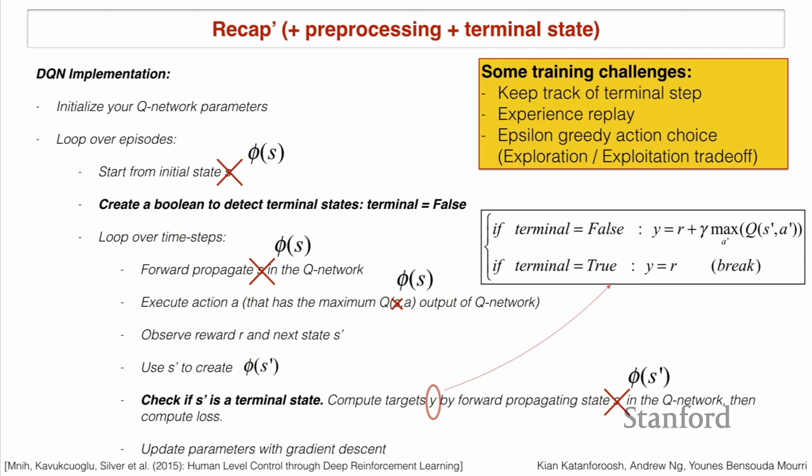Now, this y target that we compute is different if we're in a terminal state or not. Because if we're in a terminal state, there is no reason to have a discounted long-term reward. There's nothing behind that terminal state. So if we're in a terminal state, we just set it to the immediate reward and we break. If we're not in a terminal state, then we add this discounted future reward.